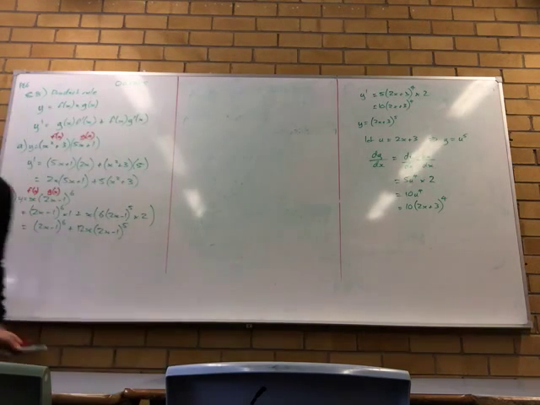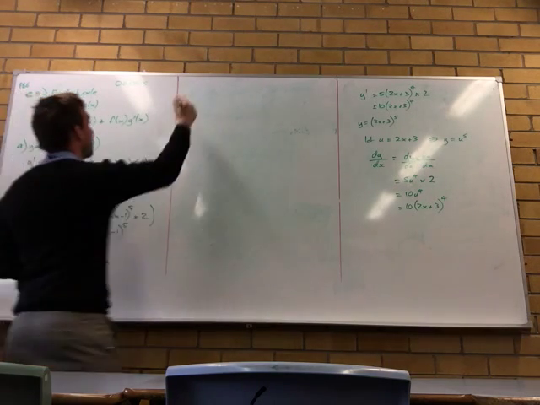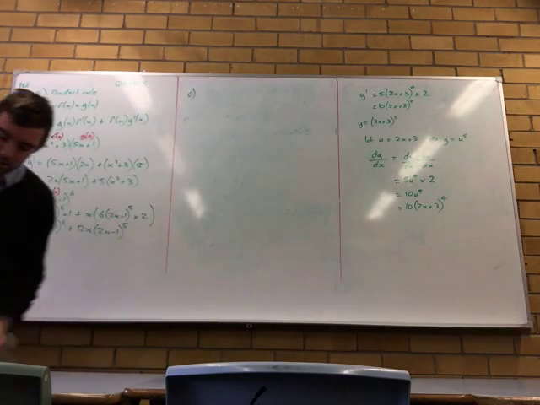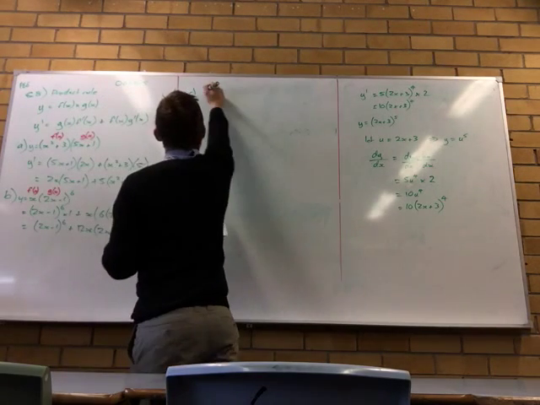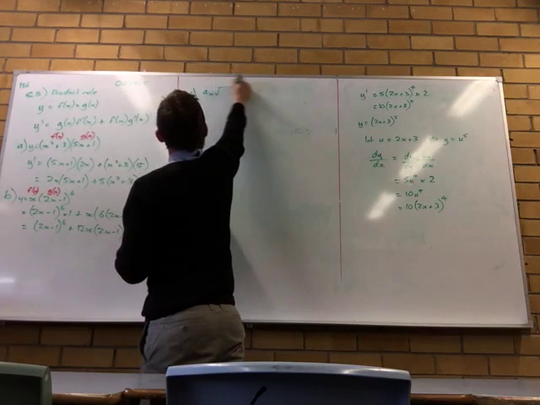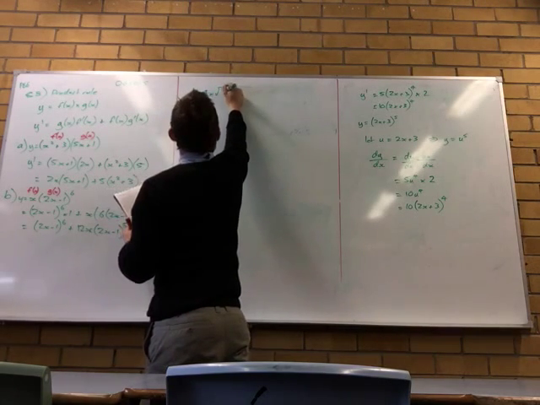Right, is everyone following the process? Everyone understanding what's going on? Is there any questions about this? There is a question about it? No, sorry. Alright, let's try the last one. C, this one. 4x times the square root of x plus 3.